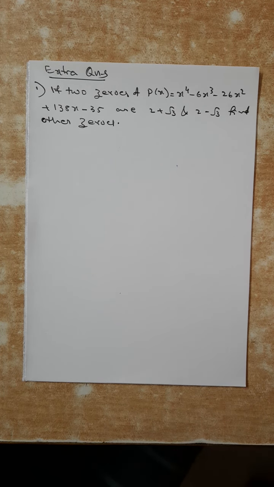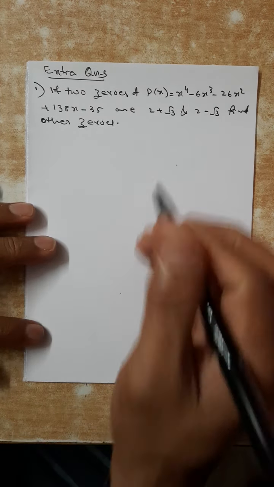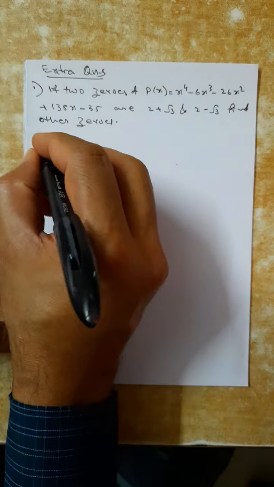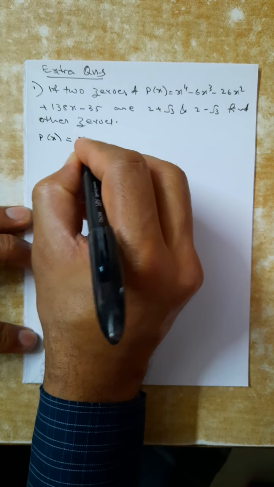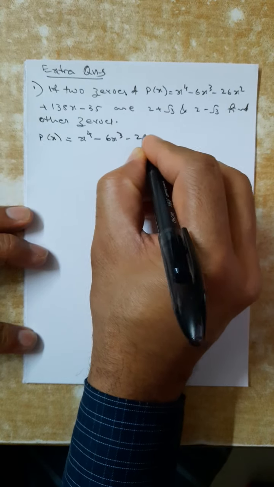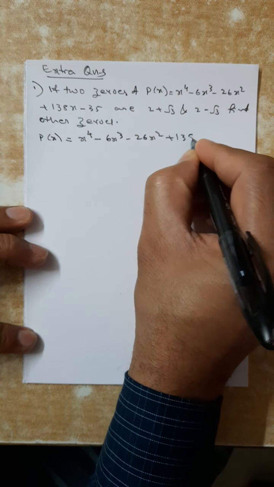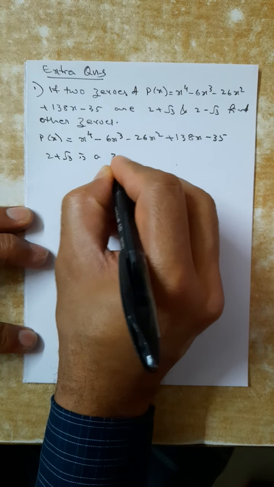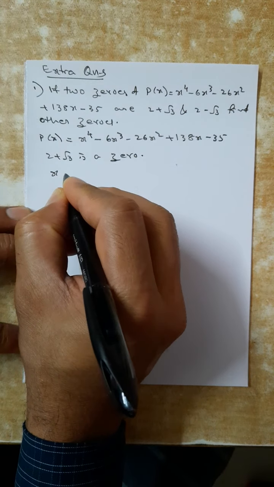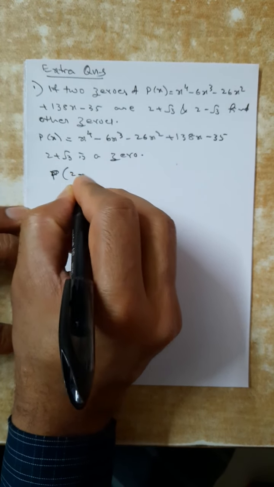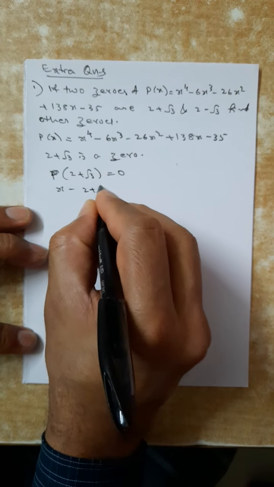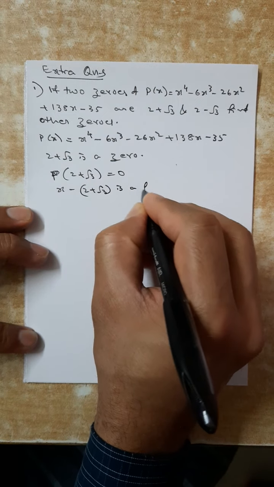Now I want to explain a few extra questions. Polynomial is given, two zeros are given. 2 plus root 3 is a zero, 2 minus root 3 is another zero. P of x is x to the power 4 minus 6x cube minus 26x square plus 138x minus 35. Now it is written 2 plus root 3 is a zero, so we will say P of 2 plus root 3 equal to 0. Here we can say x minus (2 plus root 3) is a factor, by the factor theorem.